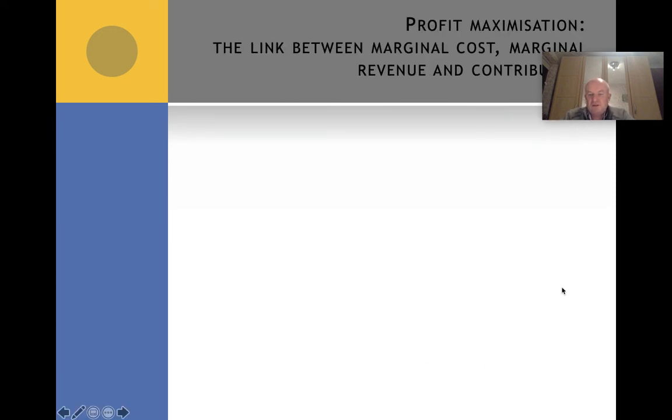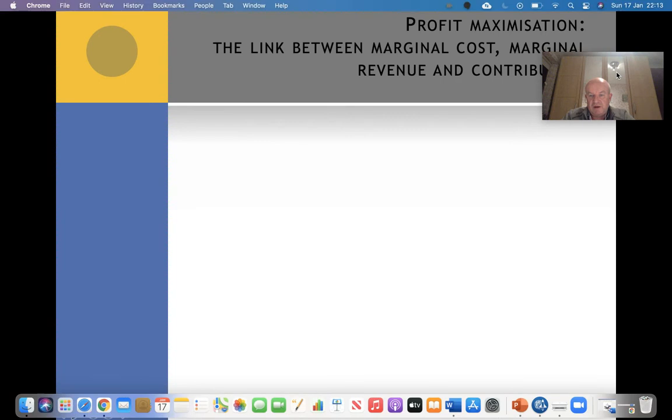So let's have a look and see. We've just talked about that, but let's try and show how this link between marginal cost, marginal revenue and contribution can be demonstrated.